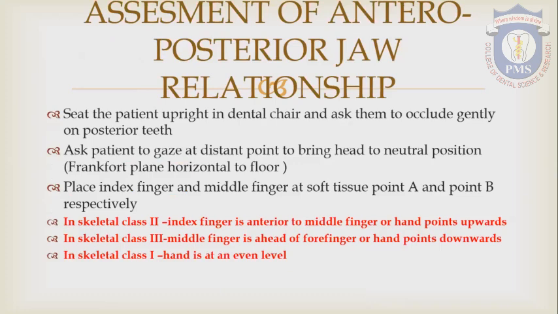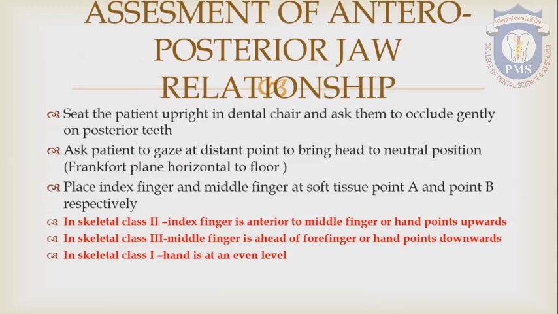Now, let's come to assessment of anteroposterior jaw relationship. You have to seat the patient upright in the dental chair and ask them to occlude gently on the posterior teeth. You ask the patient to gaze at a distant point to bring the head to the neutral position with the Frankfurt horizontal plane parallel to the floor.